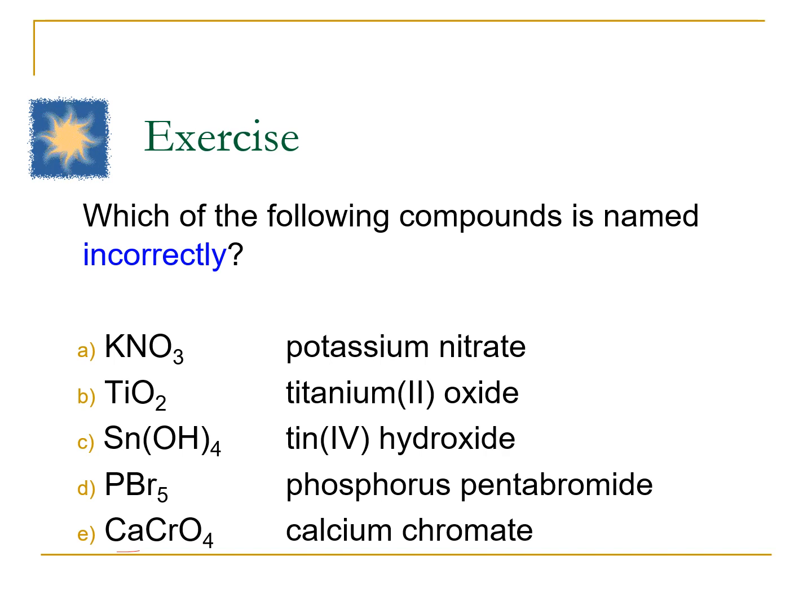Okay, so potassium nitrate. This is actually correct. This is the nitrate ion, potassium +1, group 1. The name is as it is, not changing. Titanium 2 oxide. What do you think? Is that correct? And how do you know if it's not correct or it is correct?